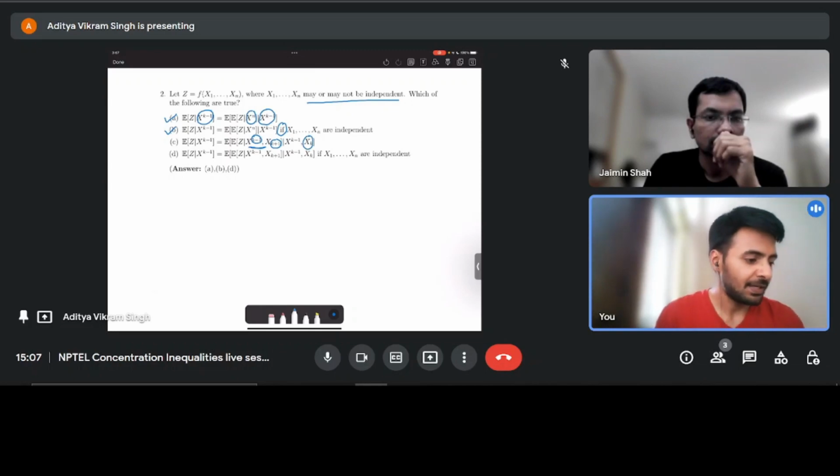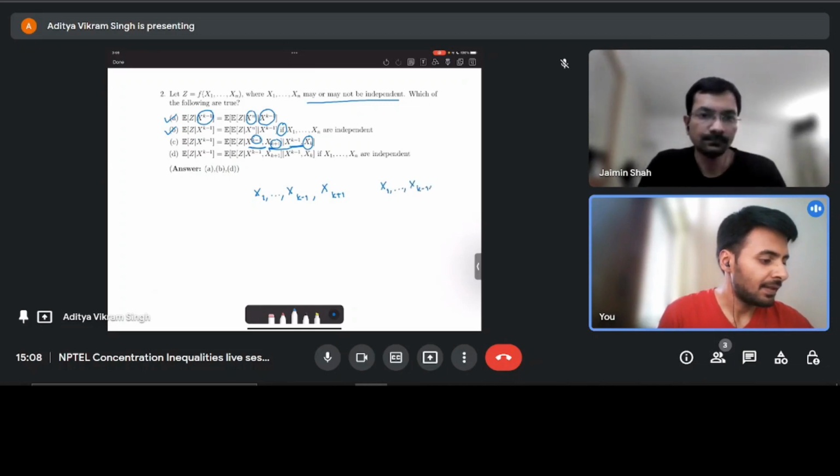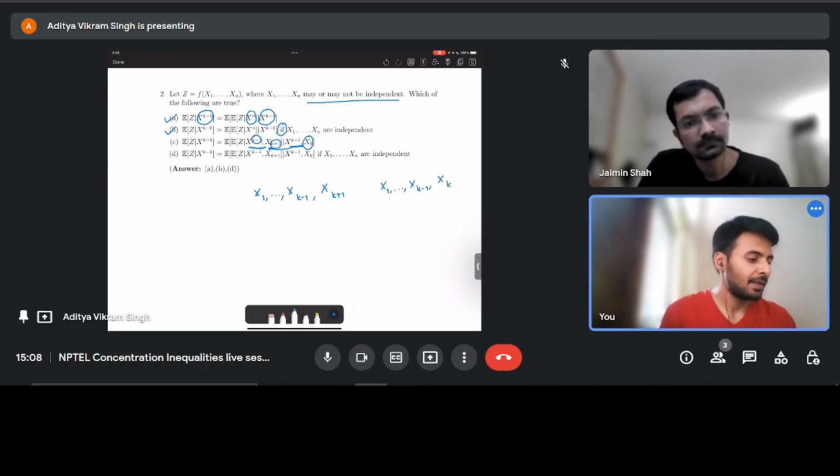So this doesn't exactly follow from the tower property, because the left thing is not a subset of this, right? Let me just fully write out what this is. So this is x1 to xk minus 1 and then xk plus 1. First you condition on that, and then the condition is x1 to xk minus 1 and then xk.